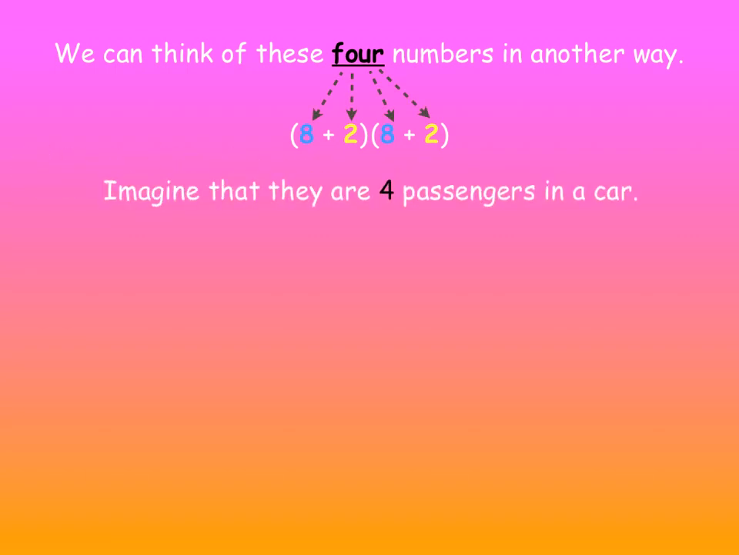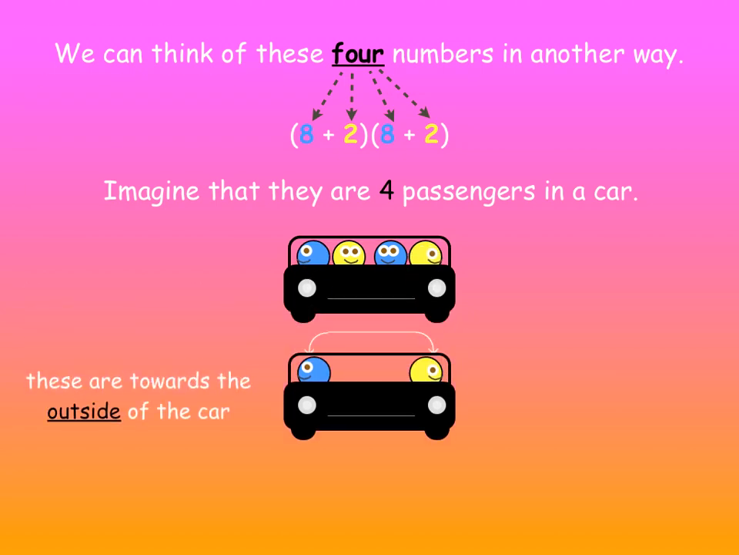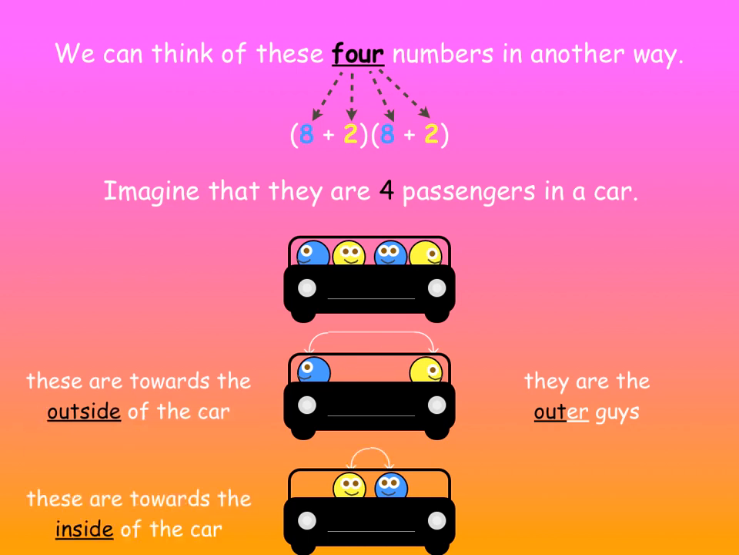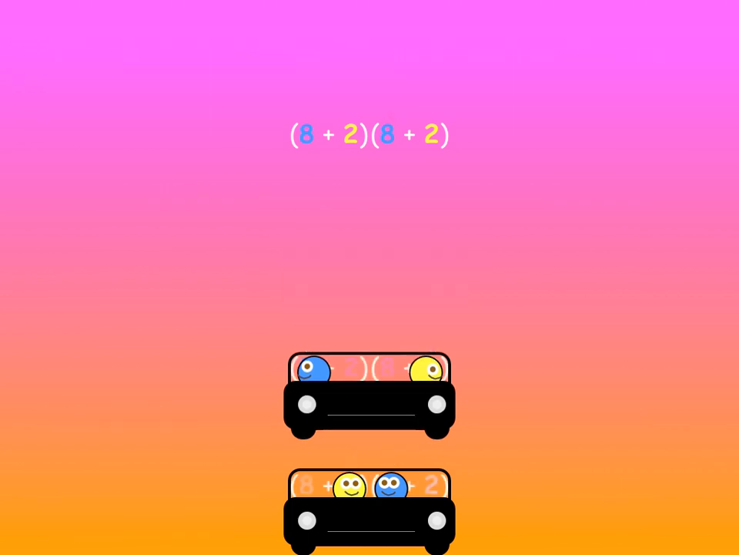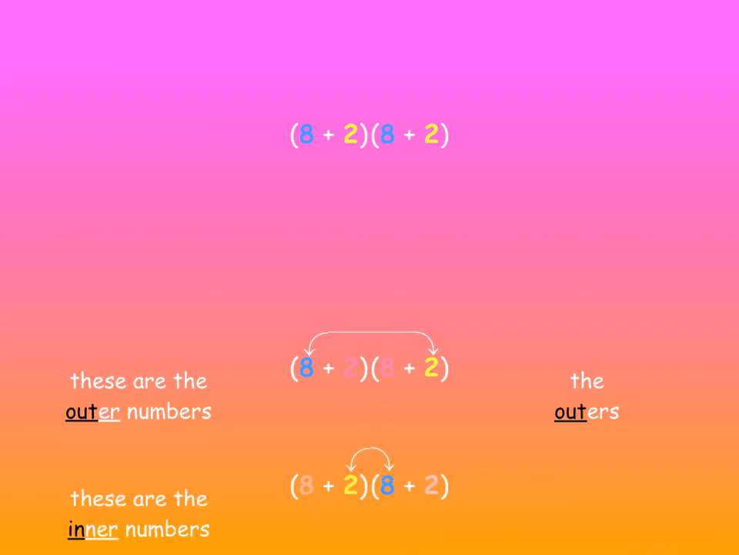We can think of these four numbers in another way. Let's imagine that there are 4 passengers in a car. This is a little weird, but could be useful. There they are, 4 passengers in a car. Now, let's look at them more closely. These are toward the outside of the car, so they are the outer guys. These are toward the inside of the car, so they're the inner guys, the outer and the inner. These are the outer numbers, the outers. These are the inner numbers, the inners.